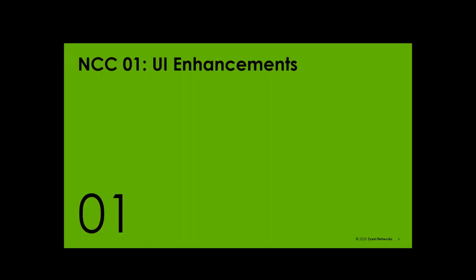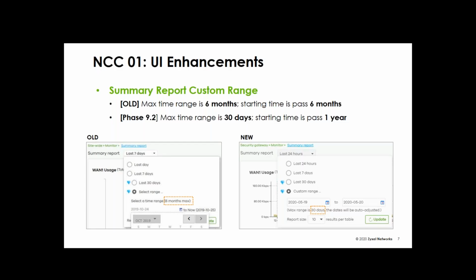The first thing is the user interface enhancements. This is an example of some of the training slides that we had. You've got the old view of the summary report range, where you could select a time range with a maximum of 6 months. But a lot of people preferred the idea of being able to go back, say, a year, but only get 30 days. So we've changed it so that the maximum range is 30 days, but you can go back a year. Quite a small thing, but for legality reasons and the like, it's actually quite useful.